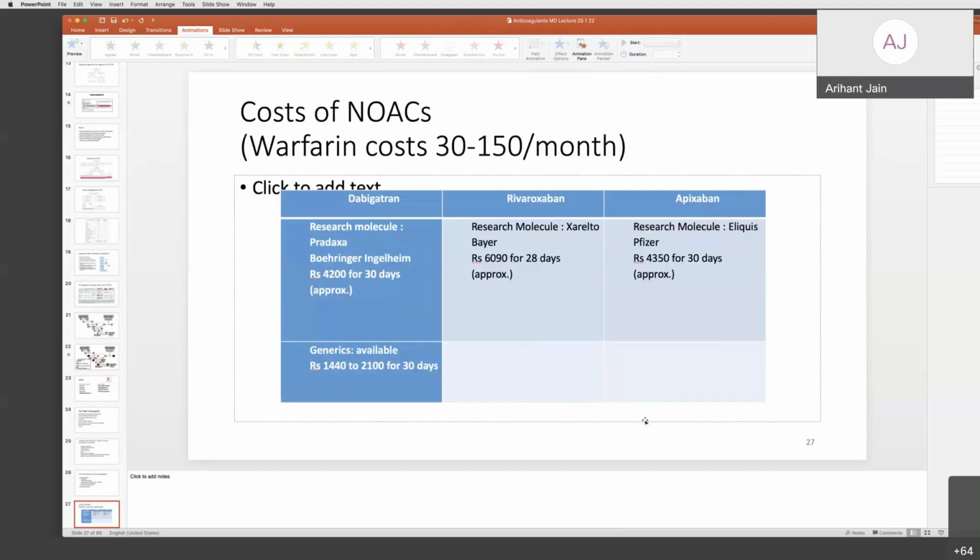Regarding the costs, warfarin costs around 150 per month, so that's a very cheap drug. The generic NOACs will cost somewhere around 1,500 to 2,500 for a month, and the original ones will cost us around 4,500 to 6,000 a month. So they are kind of affordable only. They are not very cost prohibitive, and so they can be used in most of our patients.